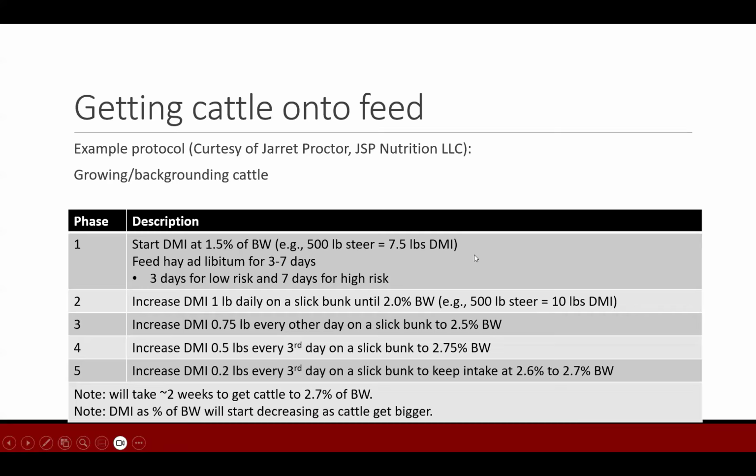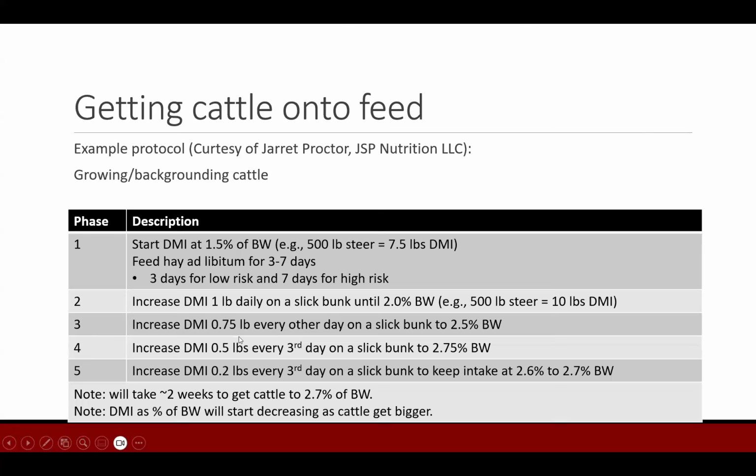Okay. So for a 500-pound steer, that's 10 pounds of dry matter intake. So we'll increase them really aggressively, 1 pound per head per day, with a slick bunk, taking them from 7.5 pounds to 10 pounds of dry matter intake. Okay. Once they get to 2% of body weight, we'll go to step three.